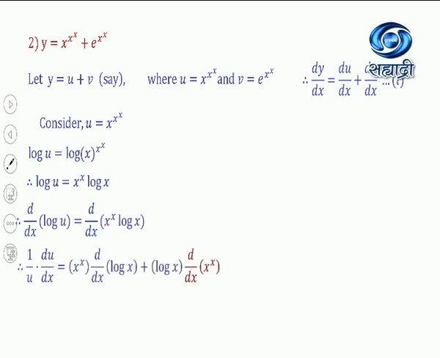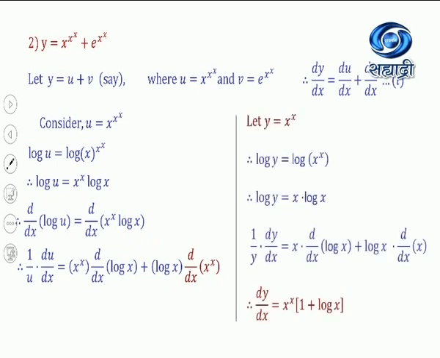Now our next step: the derivative of log u is 1 upon u into du by dx, which is equal to the first function x raised to x into the derivative of the second function, that is d by dx of log x, plus the second function log x into the derivative of the first function, that is d by dx of x raised to x. Now we write directly: y equal to x raised to x, log y equal to log of x raised to x, and we write directly dy by dx equal to x to the power x into 1 plus log x. What is y? x to the power x. So you write this derivative directly.